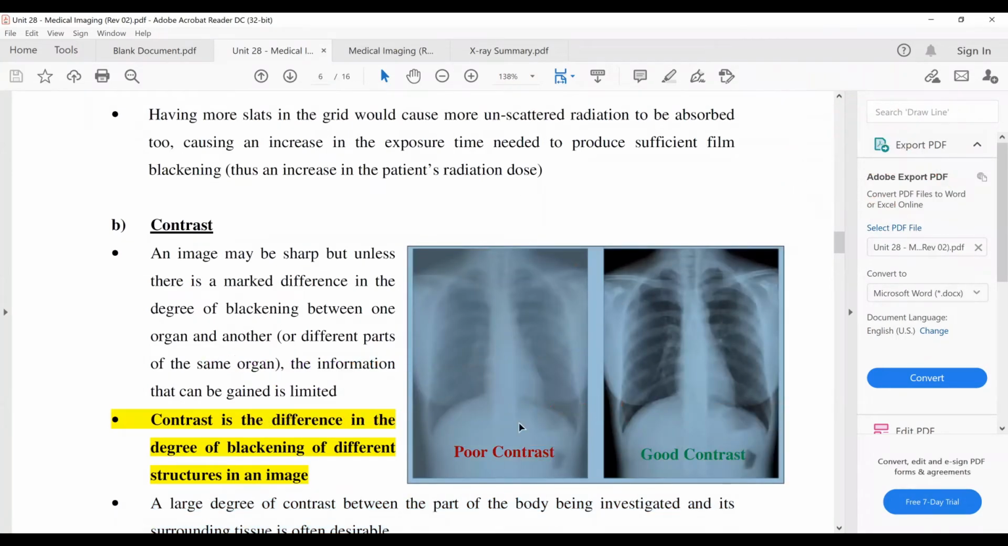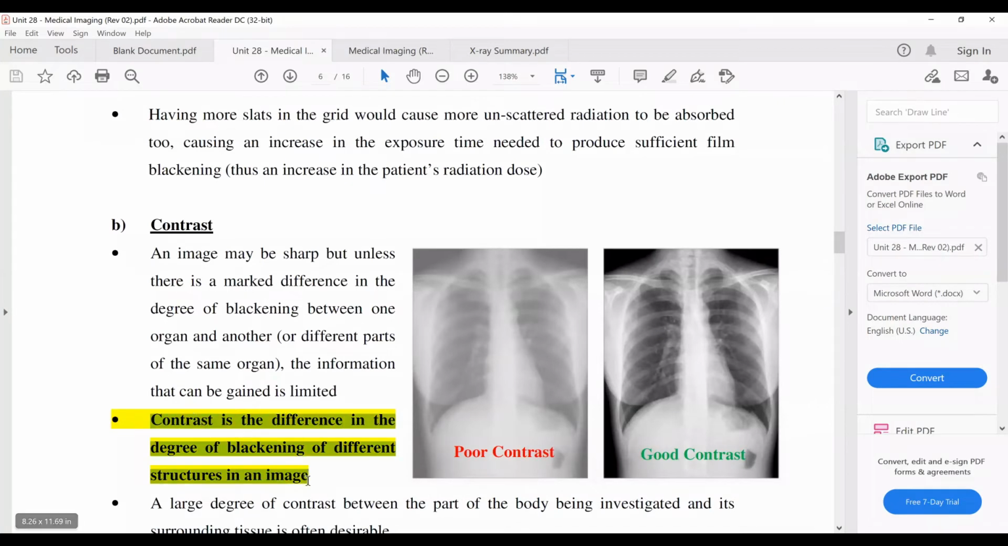Because contrast is defined as the difference in the degree of blackening of different structures in the image, when you have good contrast, you can clearly see the blacks and whites in the image. In this image, certain regions are clearly black, certain regions are clearly white. Compare to this image, where the black and white regions aren't really that different from each other. When you look at this one, the black and white regions are very different. You can clearly see which region is black and which region is white.